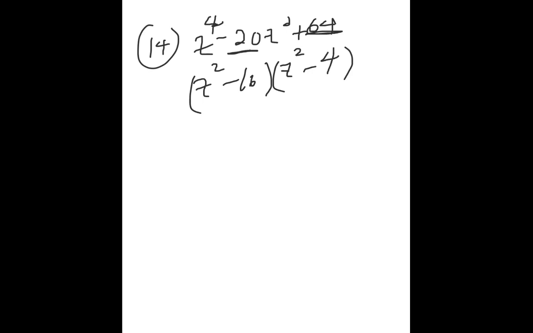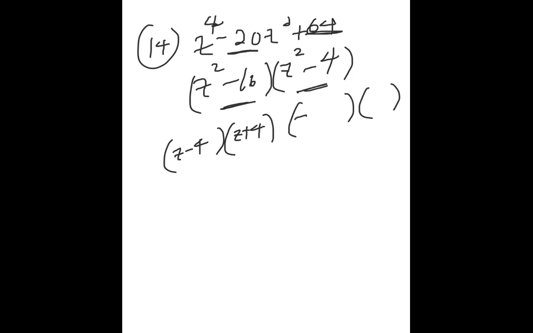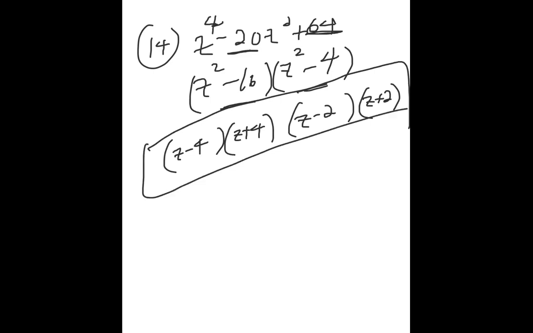But we're not done. There's more to this problem. This is a difference of squares. This is also a difference of squares. So we're going to factor that into 2 binomials, okay? So z minus 4, z plus 4, and then for the second one, z minus 2, z plus 2. So this is the complete answer for this problem. That's just a review of factoring, guys.